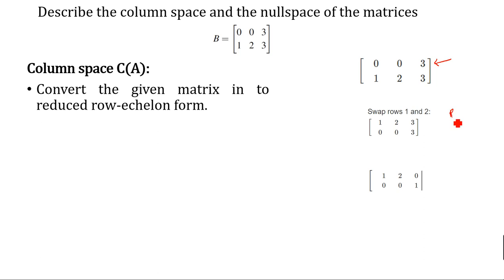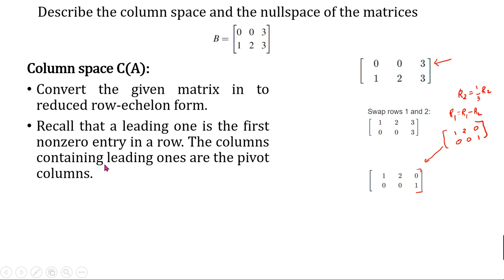Next is R1 equals R1 minus R2. So what will we get? 1, 2, 0. And also R2 equals one third of R2. What will we get? 0, 0, 1. That is written here. Now the given matrix is in reduced row echelon form by performing these two operations on the given matrix.